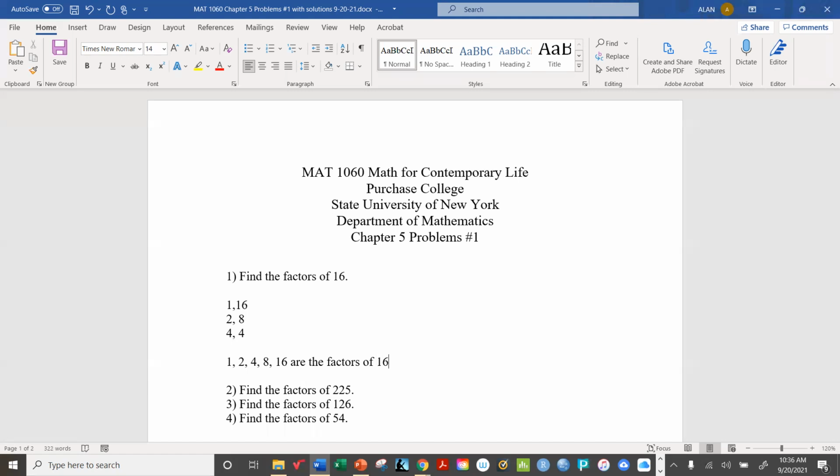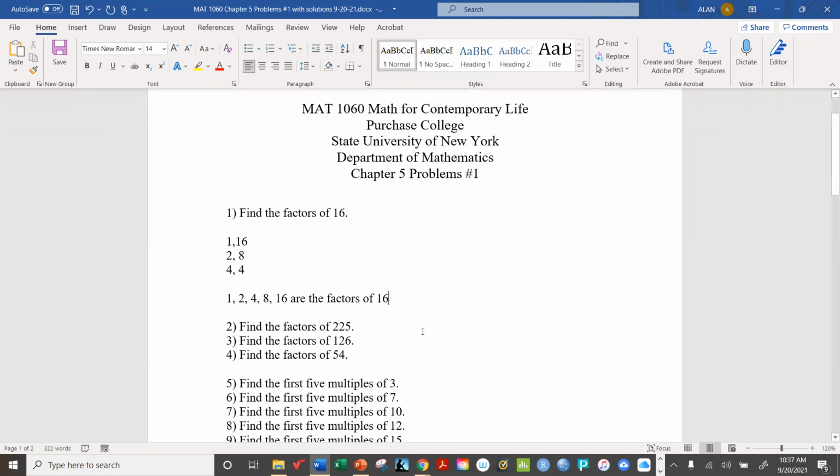And the reason for that is because each one of them evenly divides into 16. In other words, if I divide 16 by any of those numbers, whatever result I get, there will be no remainder. That's what this is all about. So 16 divided by 8 is just 2. 16 divided by 4 is 4, et cetera. So as long as you can divide by that number without there being a remainder, then you have a factor.